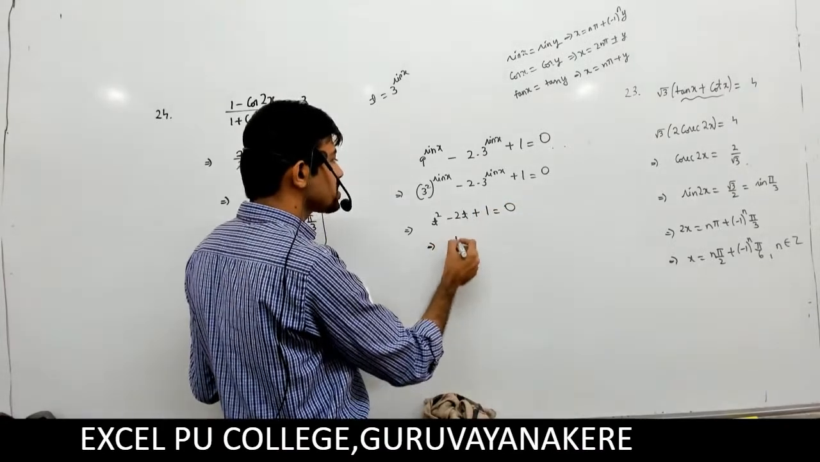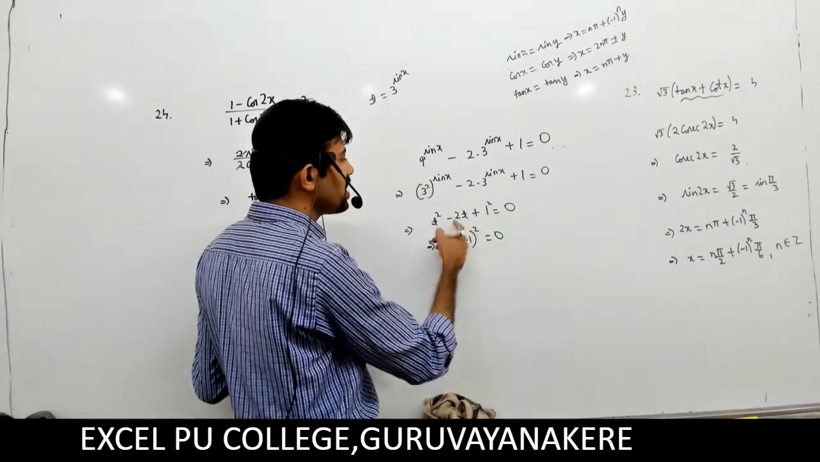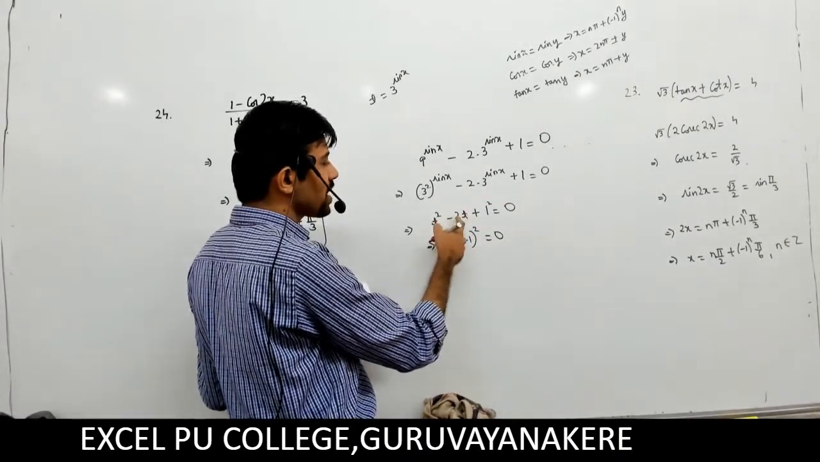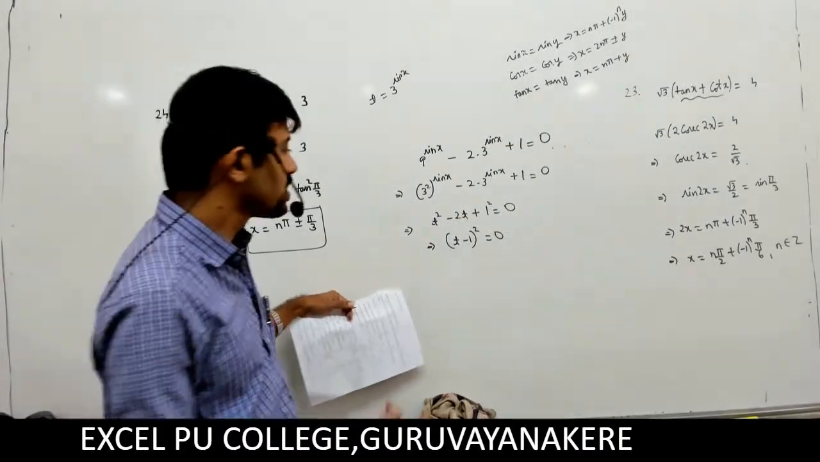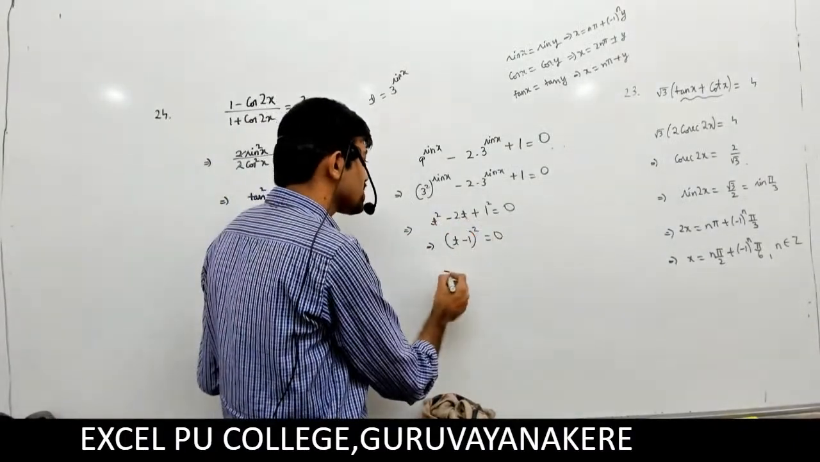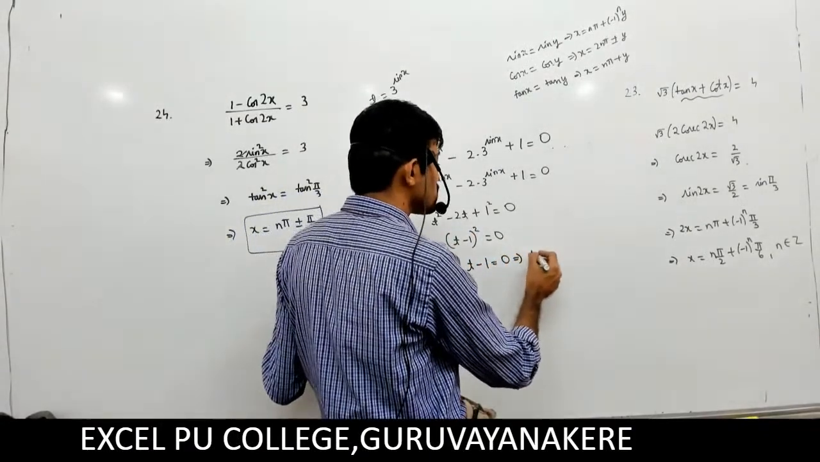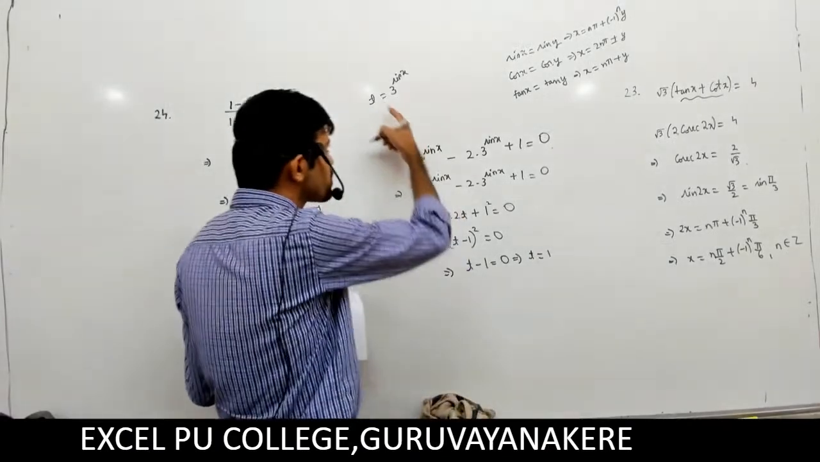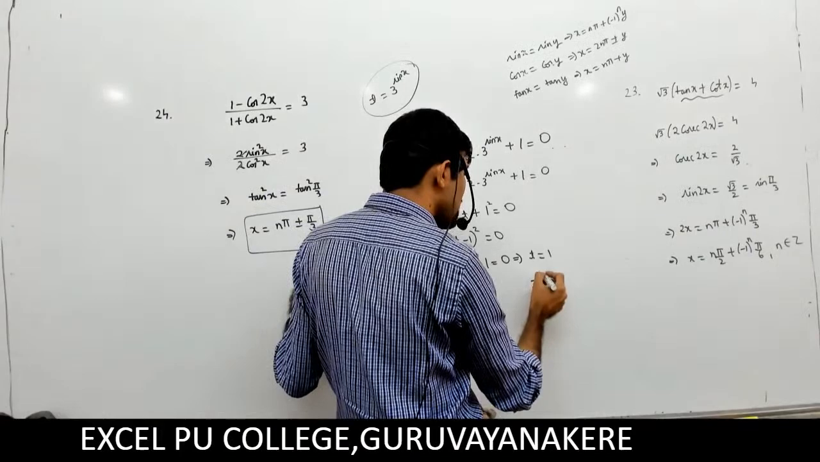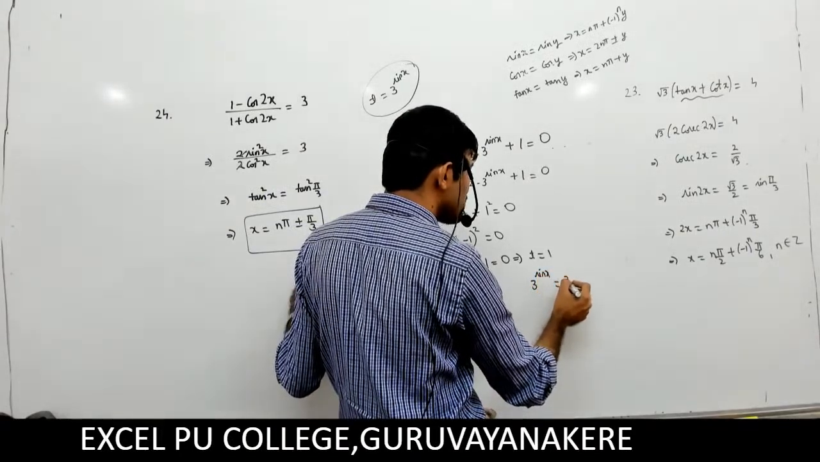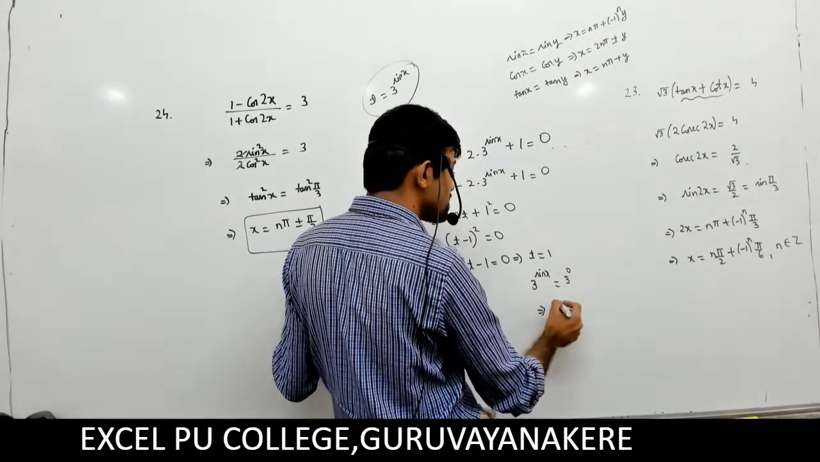T square minus 2t plus 1 is t minus 1 the whole square, because 1 is 1 square. This is a square minus 2ab plus b square, which is a minus b the whole square. Completing the square, t minus 1 the whole square equal to 0 gives t minus 1 equal to 0. Taking square roots on both sides, we get t equal to 1. Substitute back for t finally. T is 3 power sin x, and 1 is 3 to the power 0. Because the bases are same, equate the powers. Sin x equal to 0.